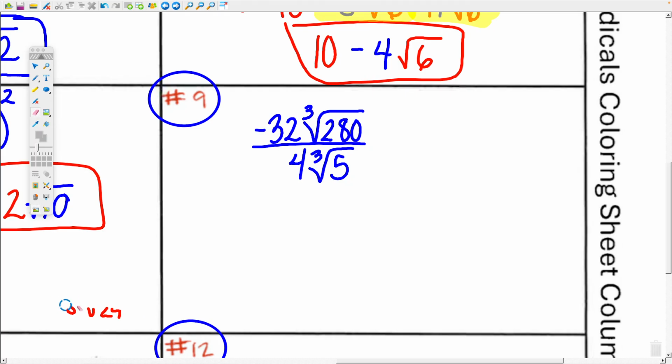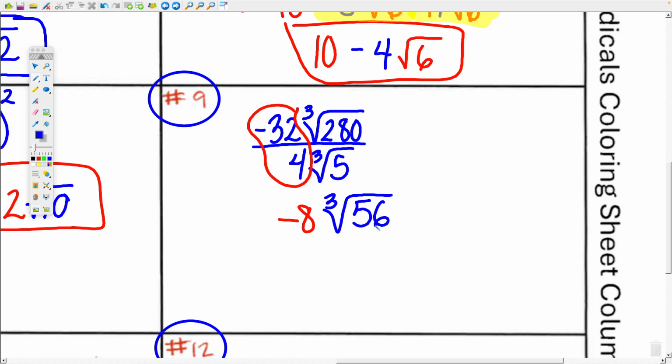Basically, this one, is this the one where we take the top and the bottom and multiply? No, you divide. So we're going to divide this here, the outside is -8. And then the inside is still in the radical, it's 56. Yeah, 56. Divide the 280 by the 5. And now we split the 56. Look at the board on the cube list.